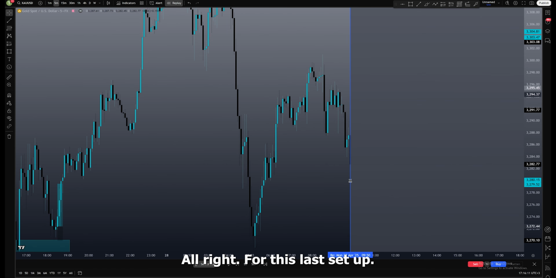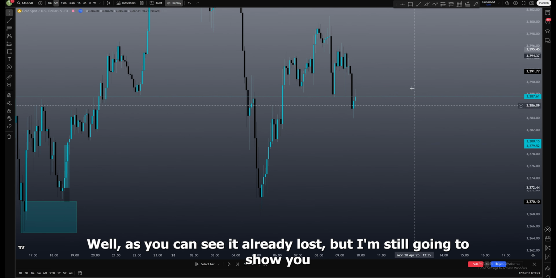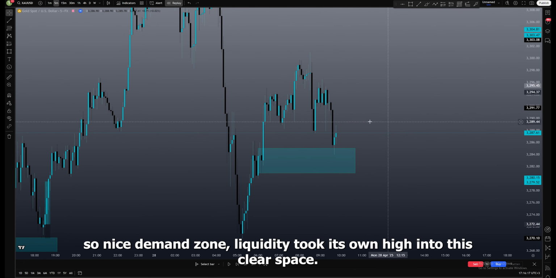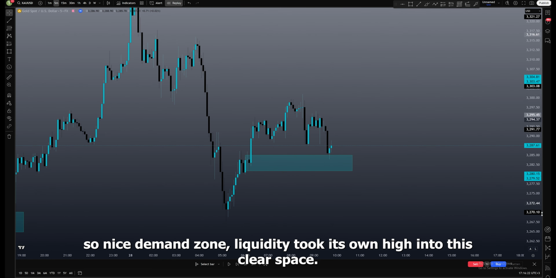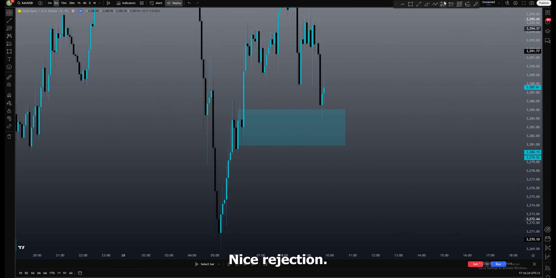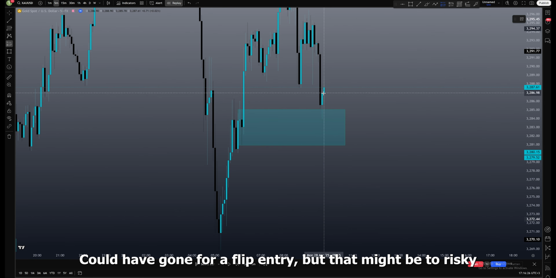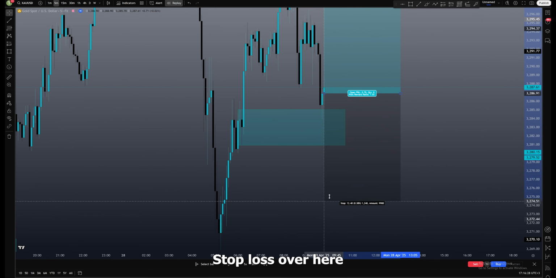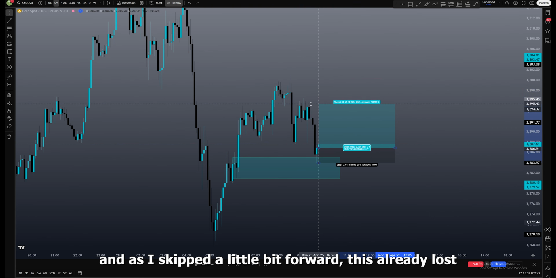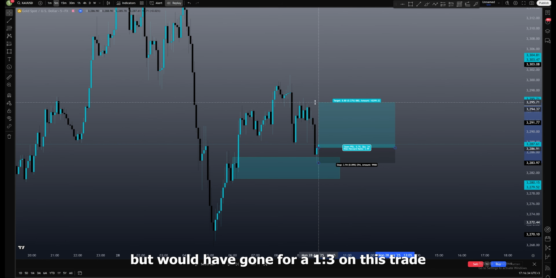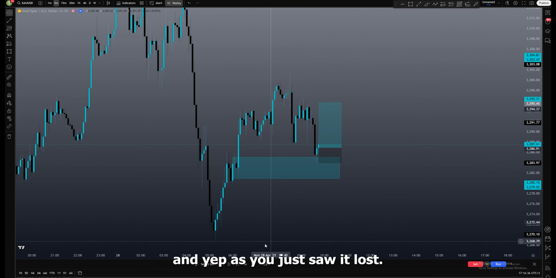All right, for this last setup, as you can see, I already lost, but I'm still going to show you. So nice demand zone, liquidity took out its own high into this clear space. Nice rejection. Could have gone for a flip entry, but that might be too risky. Stop loss over here, and as I skipped a little bit forward, this already lost. But would have gone for a 1 to 3 on this trade, and yep, as you just saw, it lost.